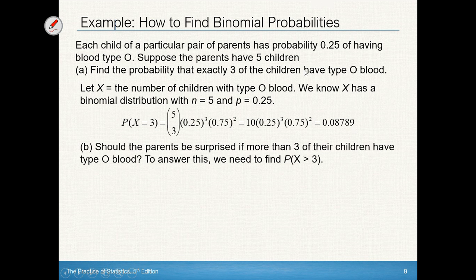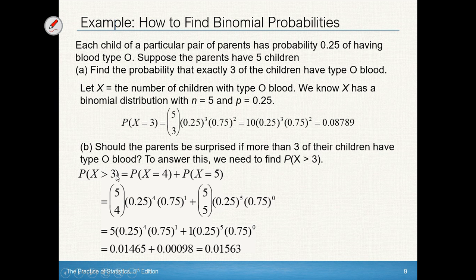Should the parents be surprised if, and I'll show you the calculator in just a second, how to use those functions. Should the parents be surprised if more than 3 of their children have type O blood? In other words, what's the probability that more than 3 of them have type O blood? Well, more than 3 means it's either 4 or 5. So here's the formula for 4. Here's the formula for 5. Worked it out. Should they be surprised if more than 3 of them have it? Kind of, because there's only a 1.5% chance that that will happen.